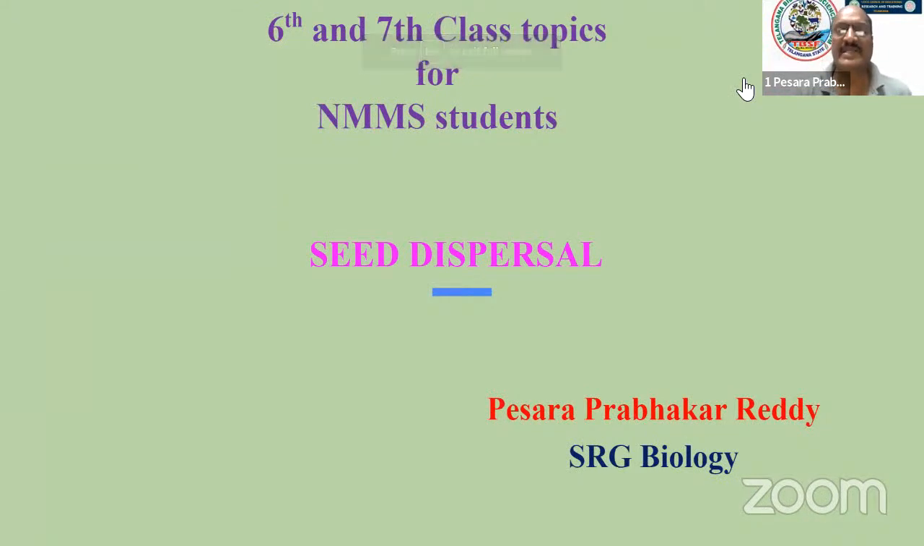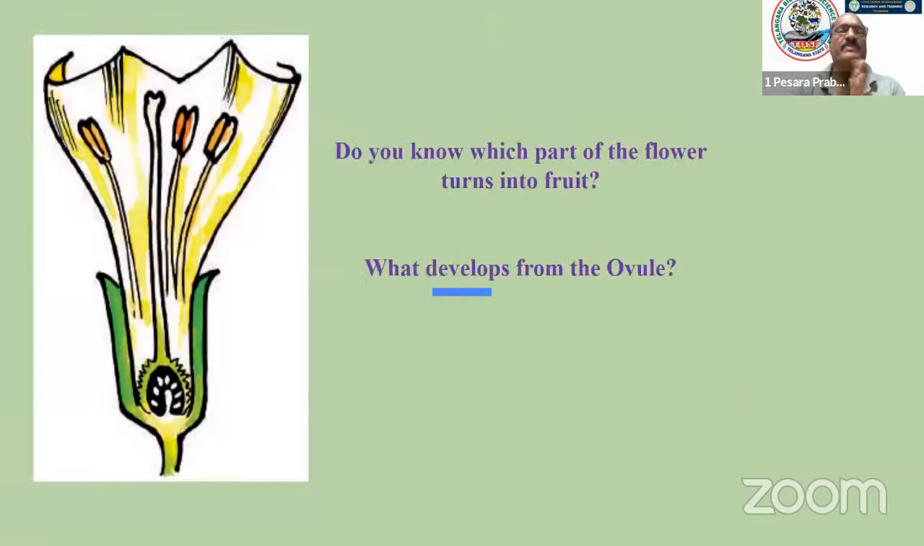Good evening, children, once again. Here about the seed dispersal. Before going to seed dispersal, I think we already completed the flower, pods, and reproduction in plants. So, do you know which part of the flower turns into fruit? I think all of you children are very active on chat. So come on to the chat and tell me which part of the flower turns into fruit.